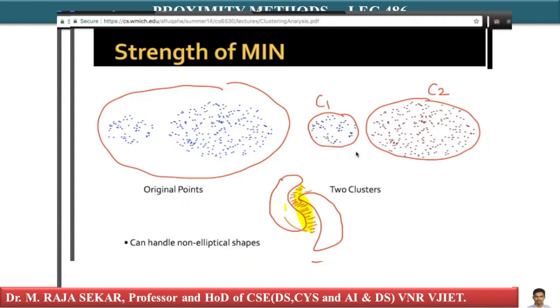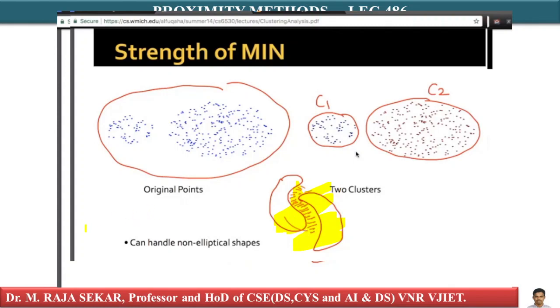If you look at this original data set, for example, if the gap is very small, it will combine. My intention is that the gap must be reasonable. It must not be too small. That is important. If this is too small, then it will combine these two. That is the point, isn't it?